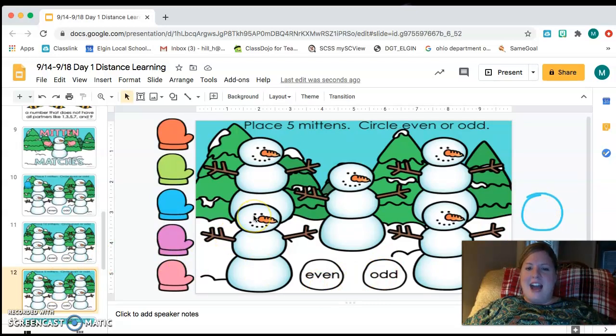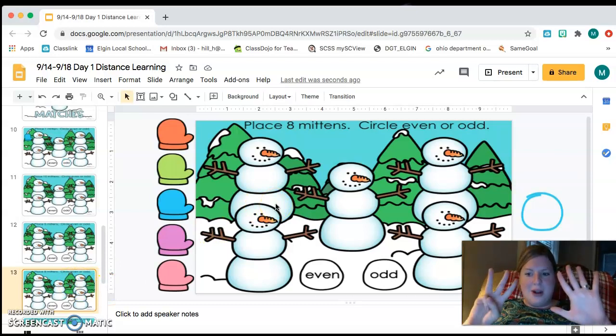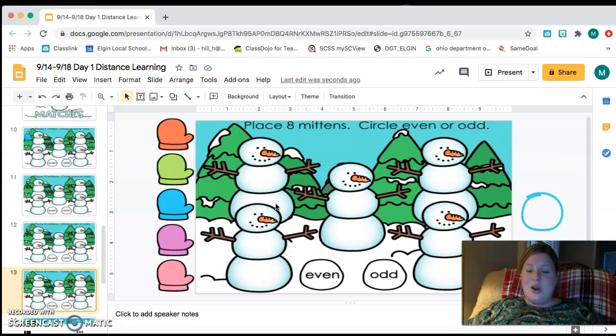It says place 5 mittens, circle if it is even or odd. So move 5 of those mittens and think about the number 5. Is that even or odd? And you can go back up to your picture to help you. Place 8 mittens, circle if they're even or odd. So think of the number 8. Did we say that was even or odd? Place 8 of those mittens on the snowman and then take your circle over here and move it to either even or odd for number 8.